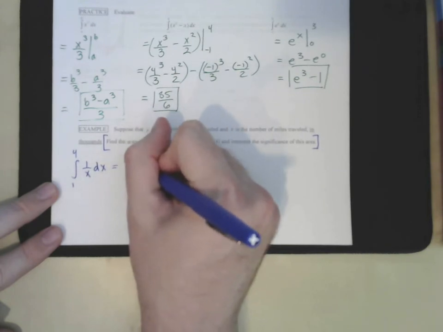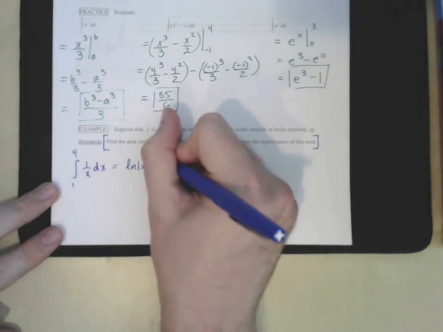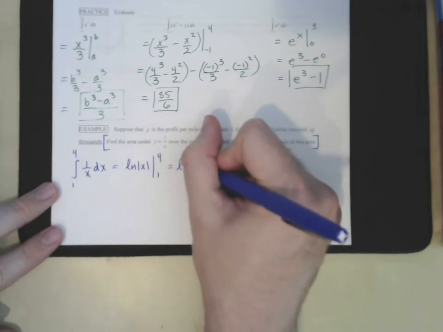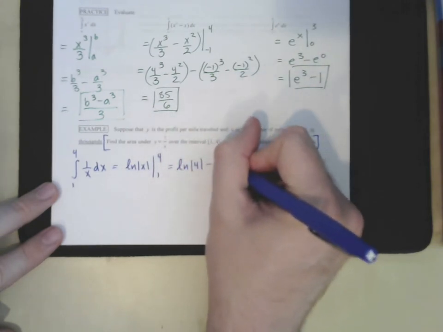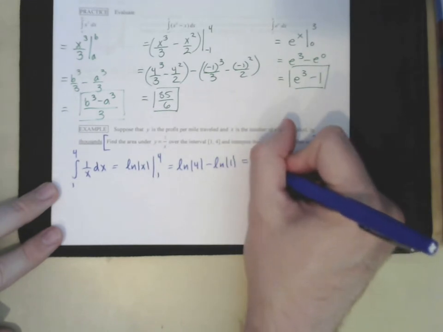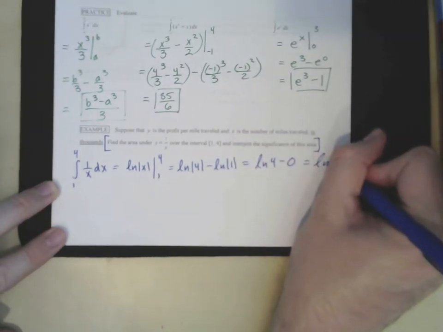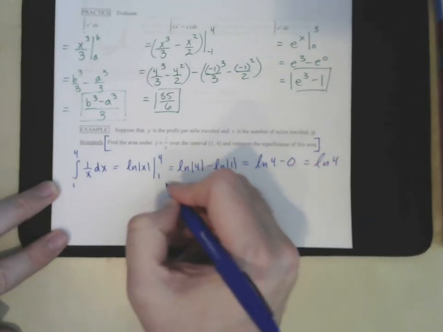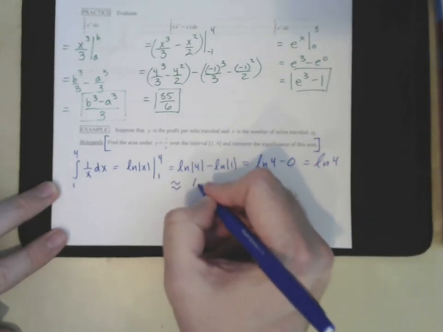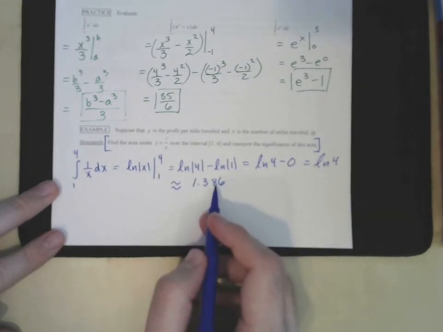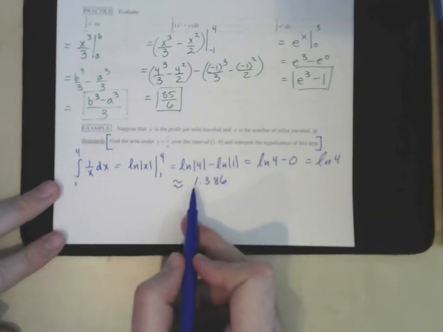This is ln x from 1 to 4. So this is ln 4 minus ln 1, which is ln 4 minus 0, which is just ln 4. And this comes out to be approximately 1.386. And the reason we want that is because we need to interpret this number.